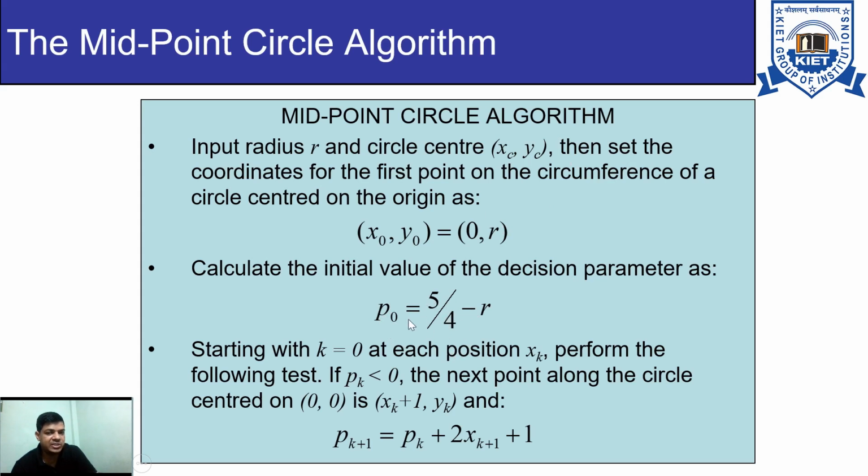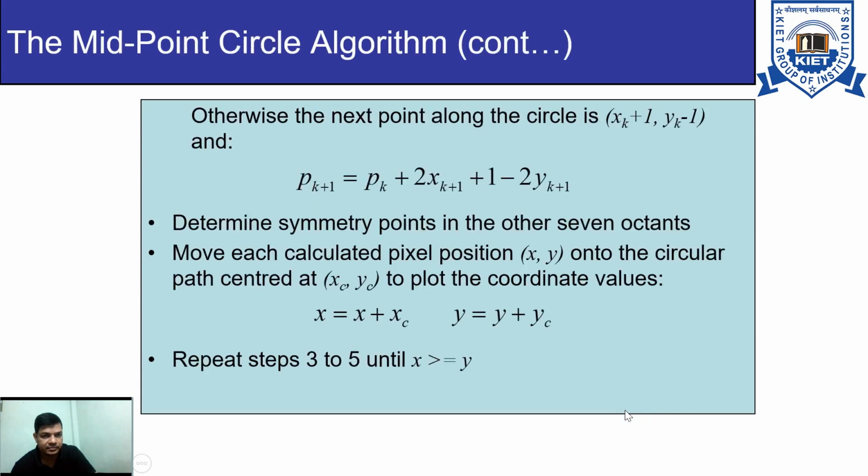So it becomes p0 is equal to 1 minus r. Now you have to check the value of p0, whether it is less than 0 or greater than 0. If the value is coming as less than 0, then we will increment the value of x, but we will not change the value of y, and the pixel parameter will be given as pk plus 1 is equal to pk plus twice of xk plus 1 plus 1.